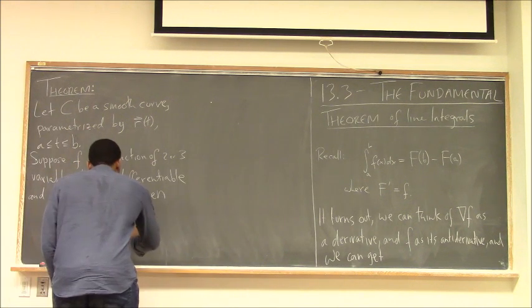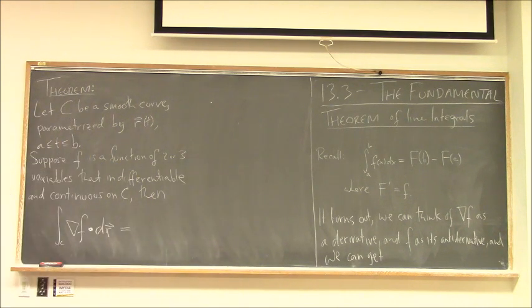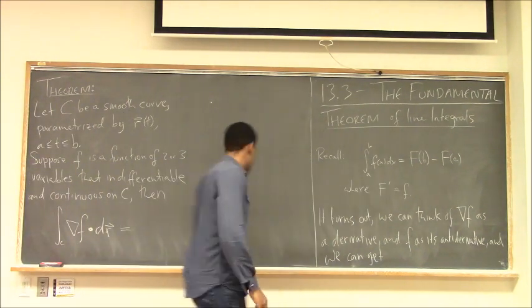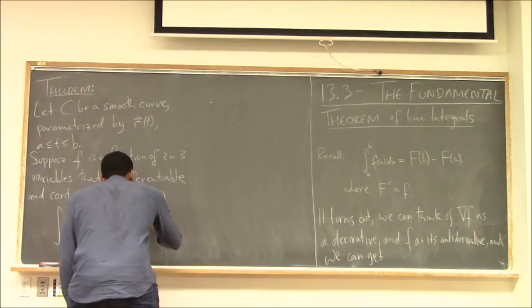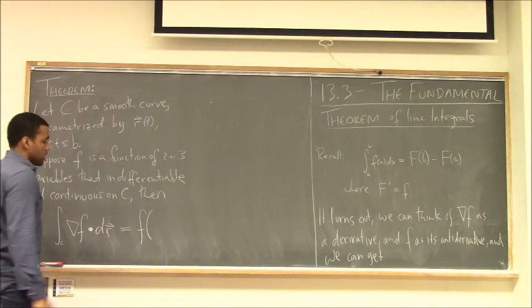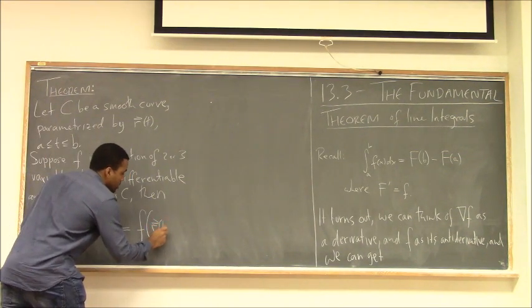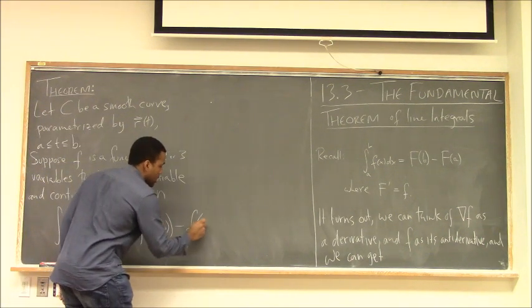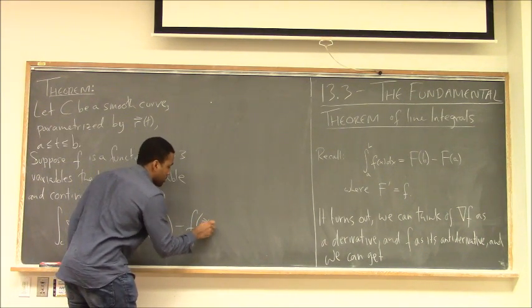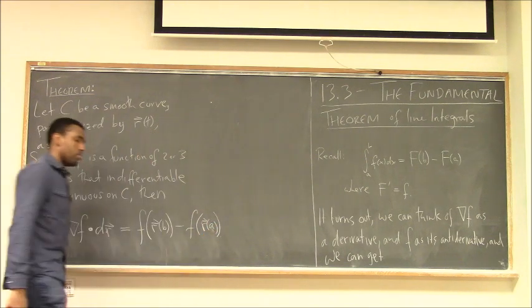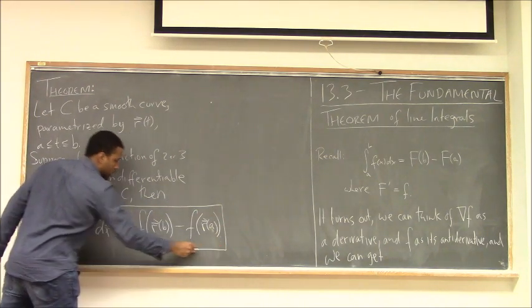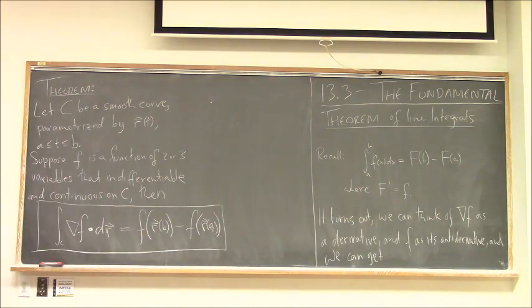Then it turns out that is going to be equal to its antiderivatives evaluated at the endpoints, and then I take the difference of it. So that's going to be the same as the original function evaluated at the final point minus the original function evaluated at the initial point. And that equation, under these conditions, is called the fundamental theorem for line integrals.